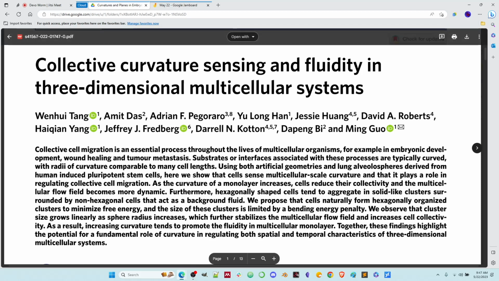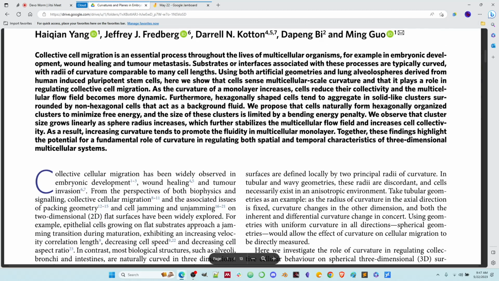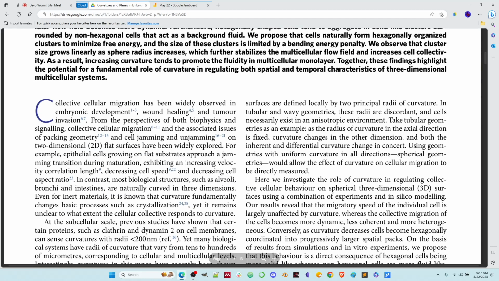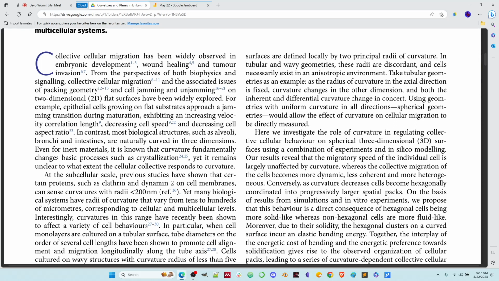Together, these findings highlight the potential for understanding curvature as something that regulates spatial and temporal characteristics of these systems. So they explore a number of things here. They're looking at cell migration, they're looking at cell jamming, which is where cells are flowing, and then if they get to a certain density, they stop flowing. They also are exploring this idea of packing geometry, which is, if you have a bunch of things that are hexagons, they're more efficiently packed than things that remain spherical. And so those are some of the things that they're exploring here.